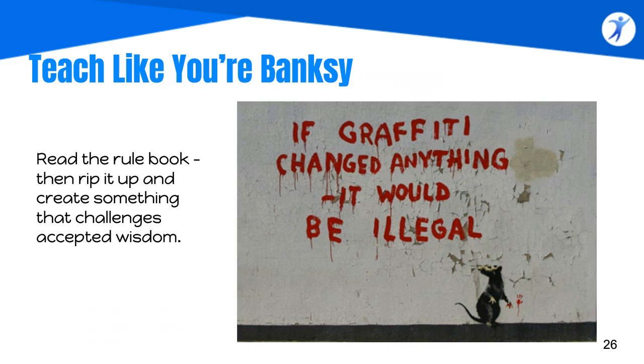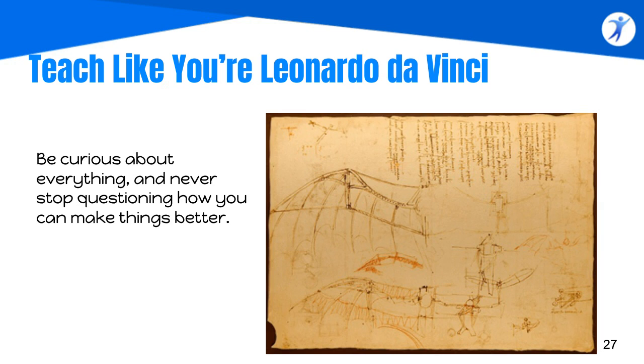So, rule number 1, read the rule book, rip it up, create something that challenges accepted wisdom. Rule number 2, teach like you're Leonardo da Vinci. Now, if you didn't know who Banksy was, likely you know who Leonardo da Vinci is. The rule on this one is to be curious about everything. Never stop questioning how you can make things better.